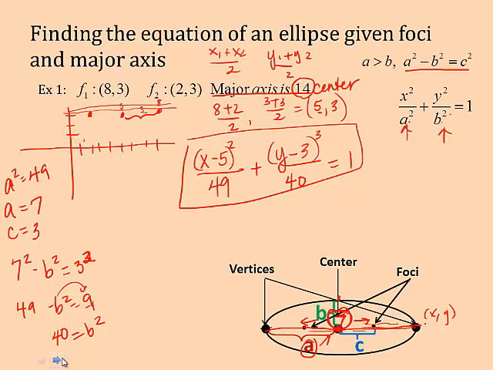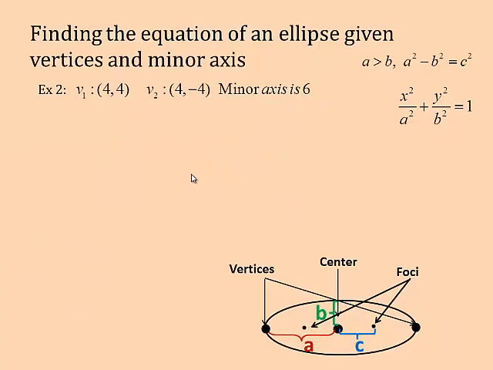Let's try another one. Look at this one. All right, look at this problem. It's a little different. Find the equation of an ellipse given the vertices and a minor axis. Okay, the vertices. That's the outer edges of the major axis, right? And a minor axis. So again, what I would recommend you do is just to graph it because you begin to visualize what's happening here.